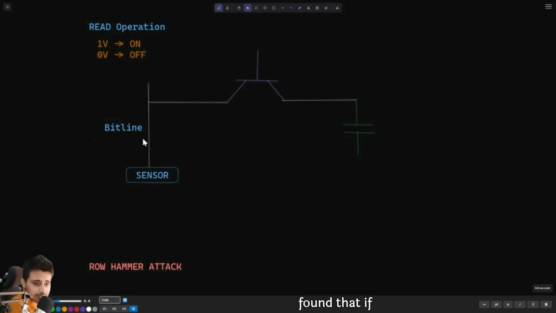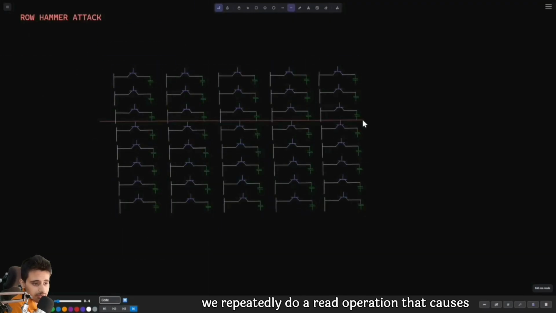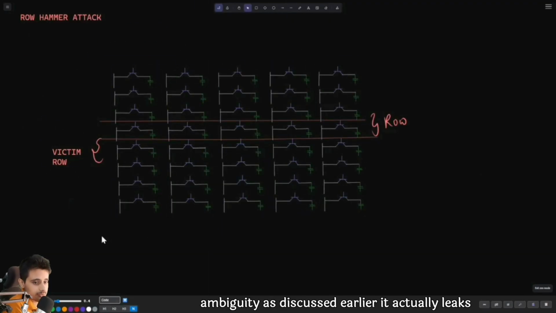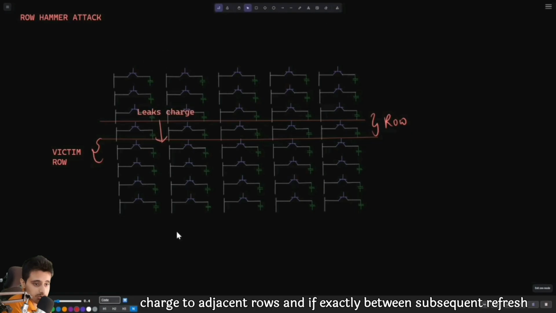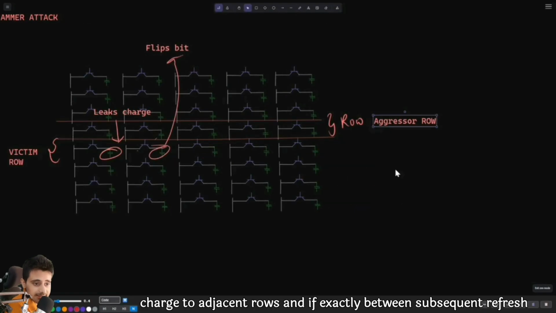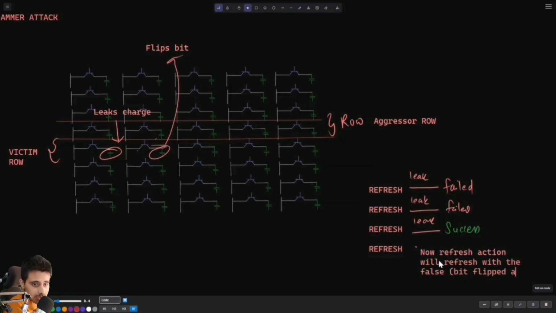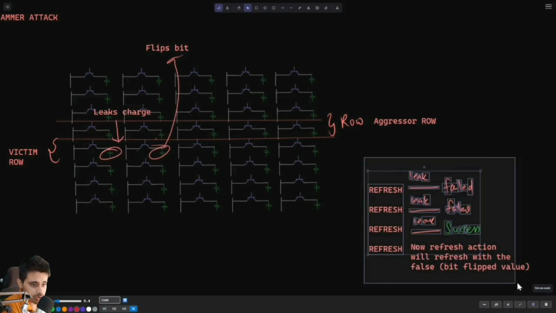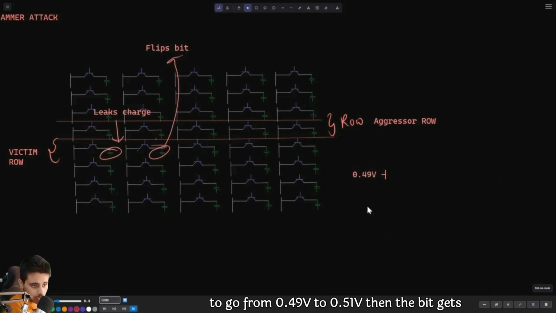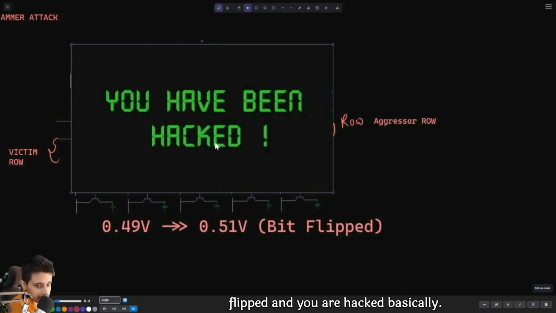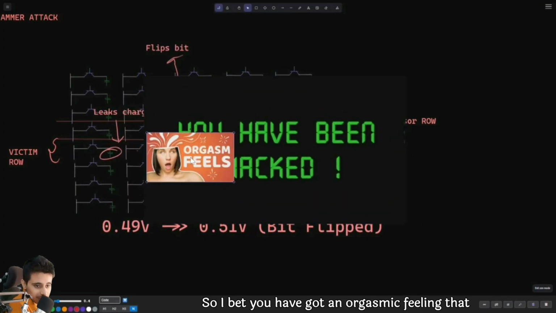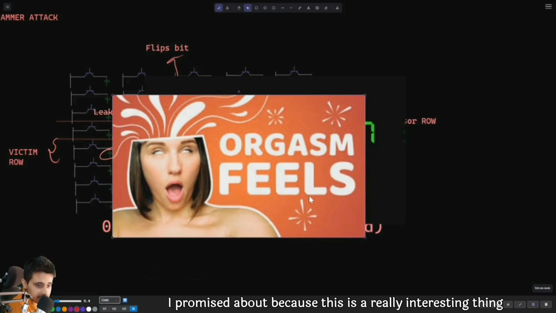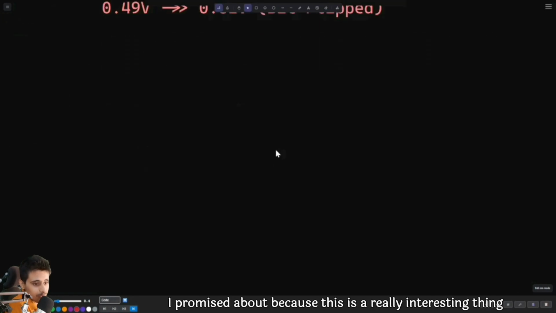Hackers have found that if we repeatedly do a read operation that causes ambiguity, as discussed earlier, it actually leaks charge to adjacent rows. And if exactly between subsequent refresh cycles we are able to leak or inject just enough charge to go from 0.49 volt to 0.51 volt, then the bit gets flipped and you're hacked, basically. So I bet you have got the orgasmic feeling that I promised, because this is a really interesting thing.